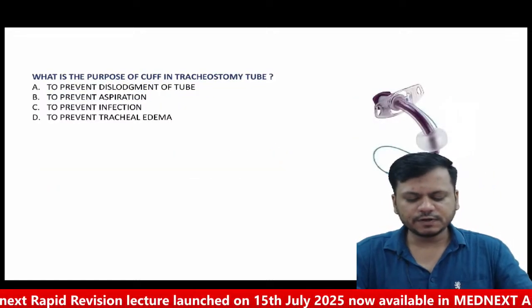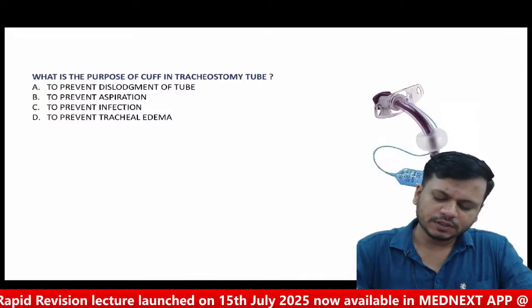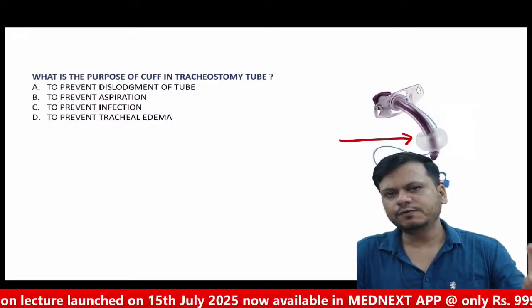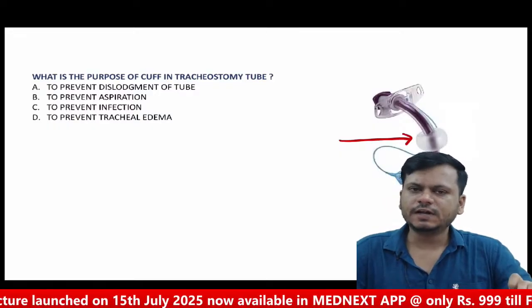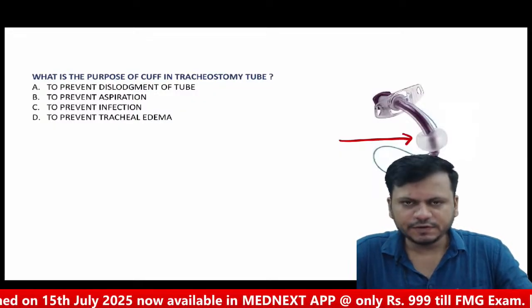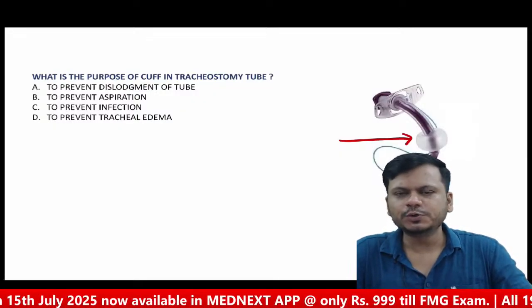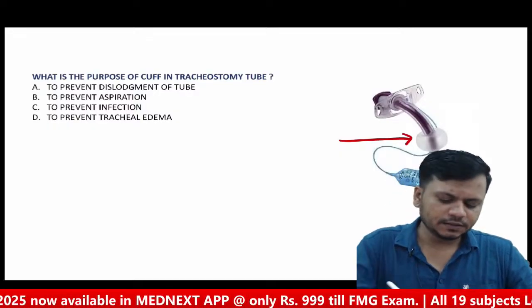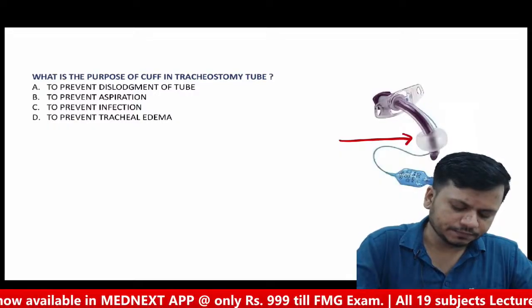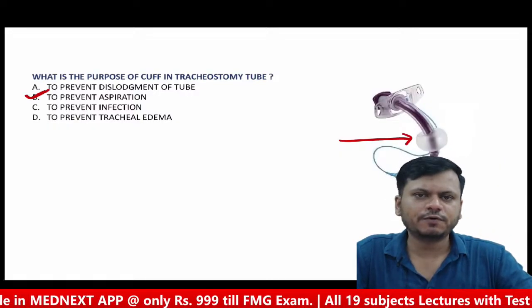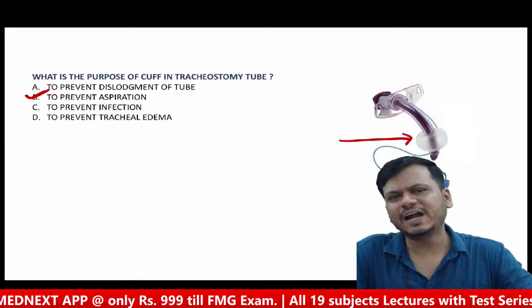The purpose of the cuff in the tracheostomy tube: they have marked this structure and asked why we have a cuff over here. When we were attending anesthesia classes, I told you the purpose of the cuff is clearly to prevent aspiration. It is to prevent aspiration, it is not for fixing of any kind of tube.